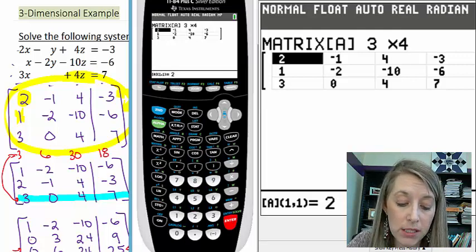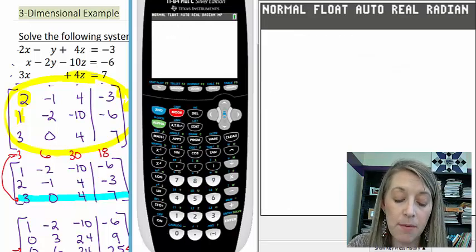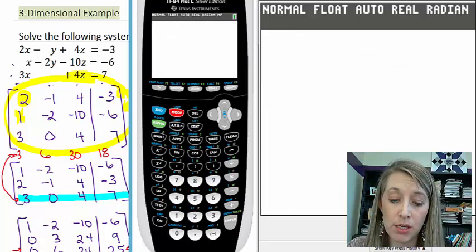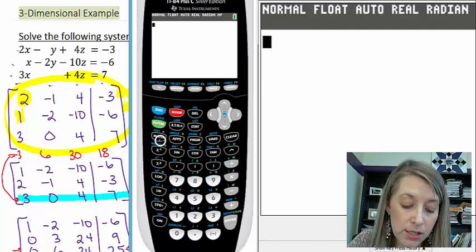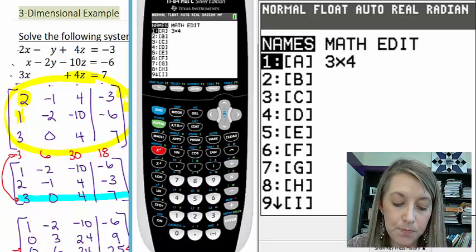So I'm going to do quit, which is above my mode button. So second, quit, because I'm quitting editing the matrix. Now this put me back into the main screen, so I need to go back into the matrix mode. Again, matrix is above my inverse button, so I have second matrix.